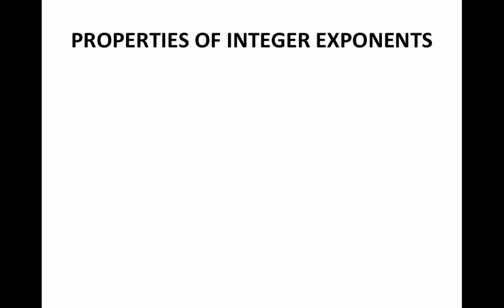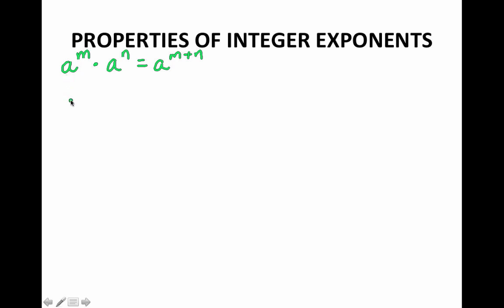Alright, so here's a review of the properties of integer exponents. When we multiply exponentials with the same base, we add the exponents. And by the way, these properties that I'll be reviewing in this video are all true when a and b are non-zero real numbers and m and n are integers. You should probably write that down, so I'll say it again. These are all true when a and b are non-zero real numbers and m and n are integers.